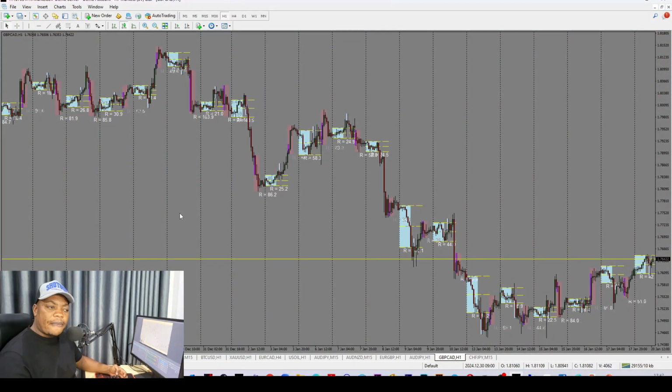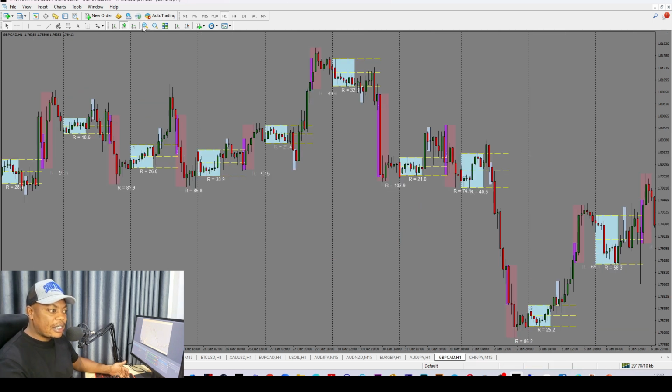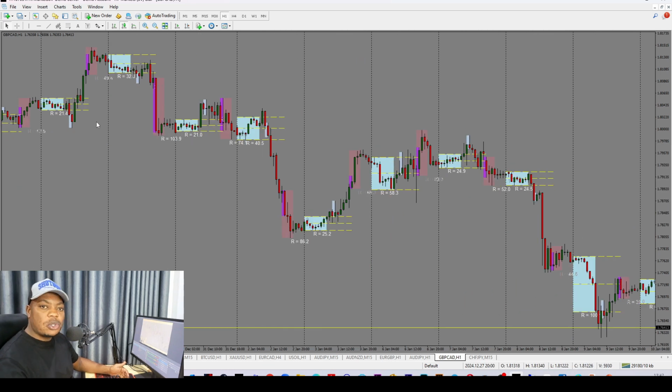All right, so this is GBP against Canadian dollar, and this is basically a simple indicator that shows you sessions. The blue boxes are going to be the Asian session. So within that Asian session, the first thing we are going to do is to always start by validating a peak.